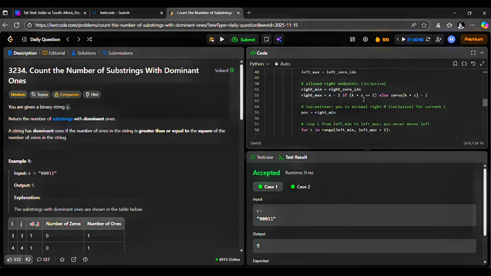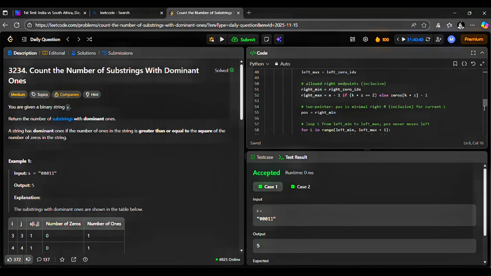After that we use a forward moving pointer to avoid TLE. That's why we have written pos is equal to right min. For each left boundary L, we find the smallest r such that ones in L to r is greater than or equal to z squared. We never reset pos backward. This massively speeds up the solution.